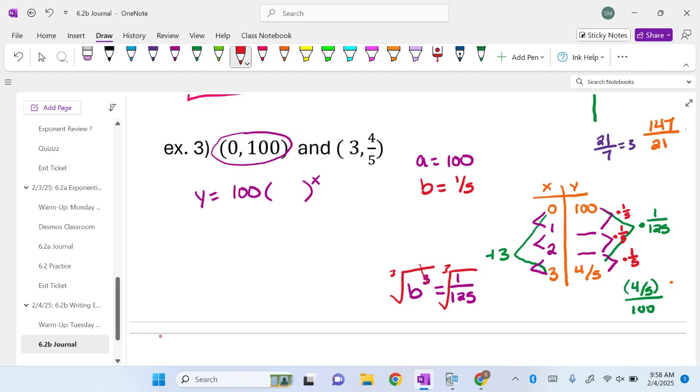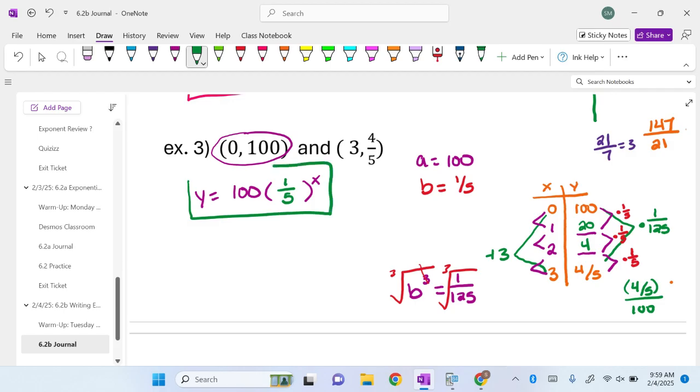So what's 100 times 1/5? So again, you're dividing by 5. So what's 100 divided by 5? 20. So this would be 20. Then what's 20 times 1/5? 4, because you're just dividing 20 by 5. Then what's 4 times 1/5? 4/5. So does our base value work? Yes, because it gets us from where we started to where we finished. So that means my b value is truly 1/5.